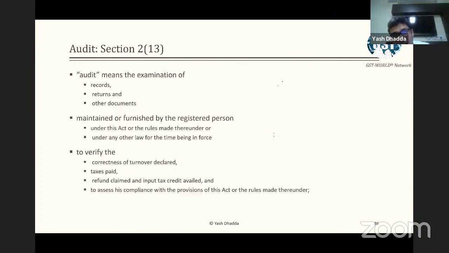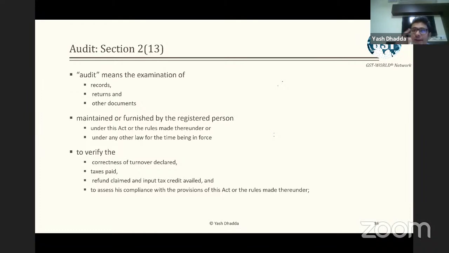Compare this with assessment. Assessment, the majority of that was limited only to the return. In fact, the officer did not have power to go beyond the return. Audit के अंदर scope थोड़ा enlarged है, वो record, return और documents तीनों उसके scope में cover होते हैं. Maintained or furnished by the registered person under this Act or rules made thereunder or under any other law for the time being in force.